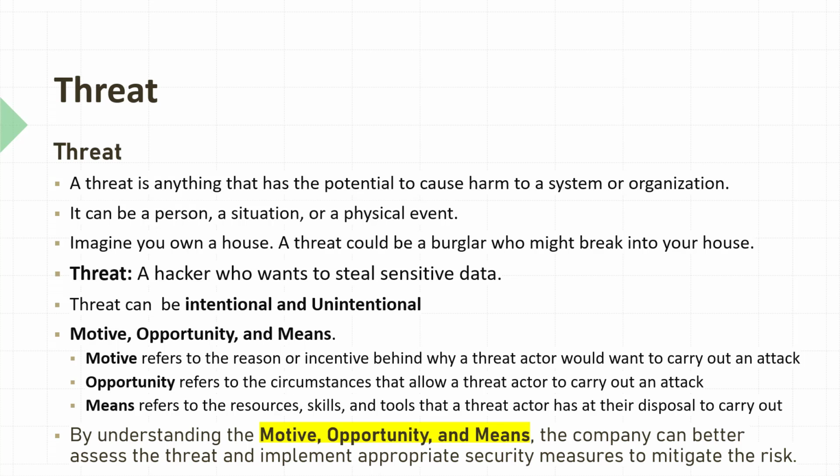So motive basically means what drives the attacker. Like for me, the financial gain, because the competitor is paying me money. So that was my motive to hack. So motives refer to the reason or incentive behind why the threat actor wants to carry out an attack.